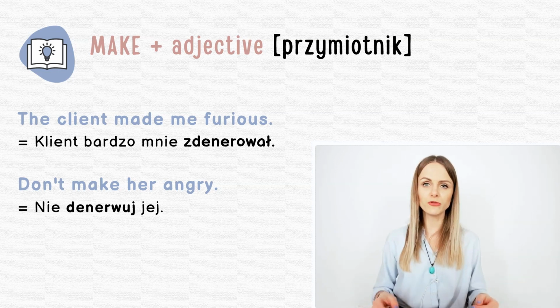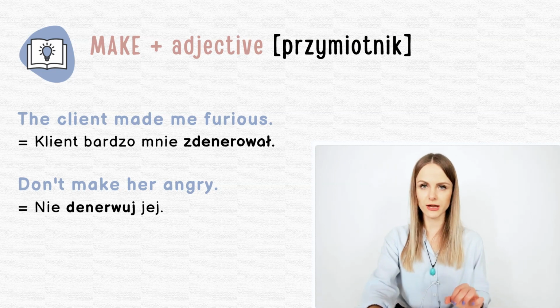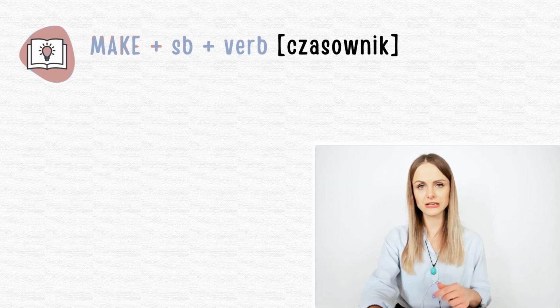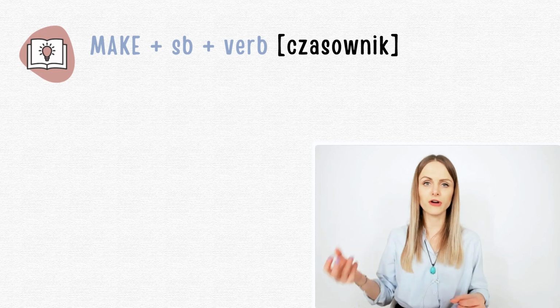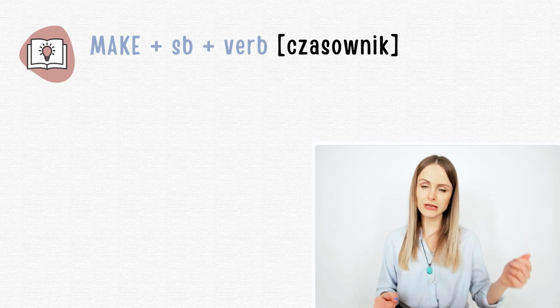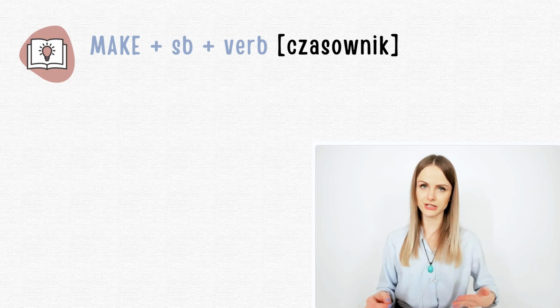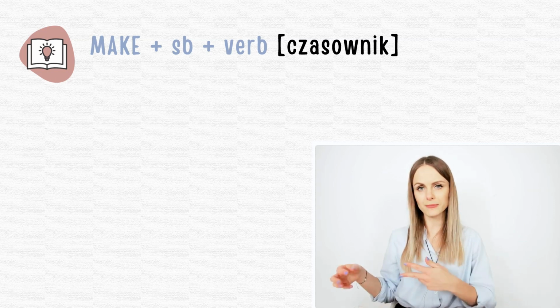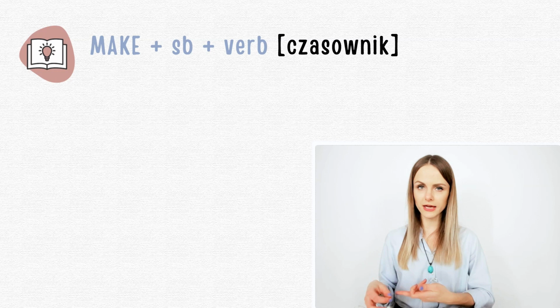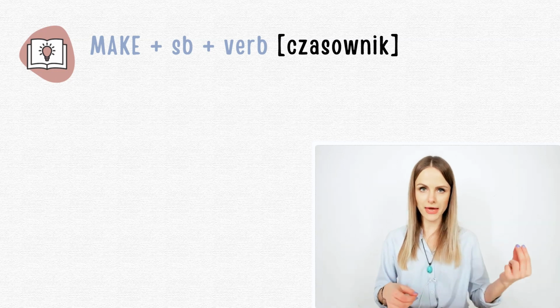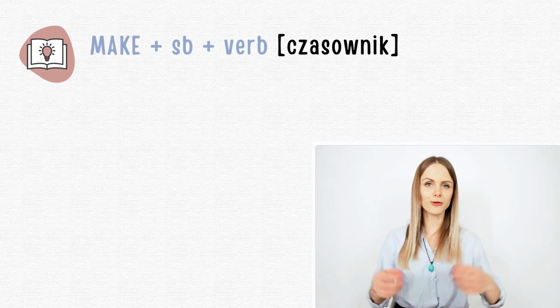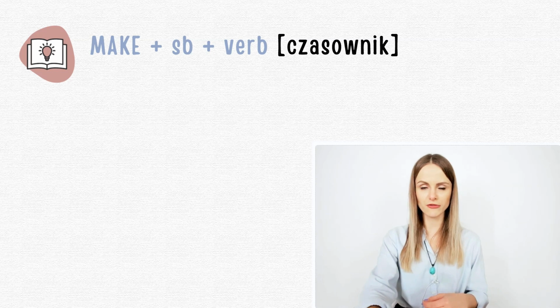And now I would like to move on to another structure, which is based on this make verb, but here, as you can see, we will be using this make somebody plus verb structure. So in the previous example, we actually had this adjective, right? Make somebody happy, make somebody tired, for example. But here we will actually have a verb that will follow this make structure. Examples, I suppose, they will clarify everything.